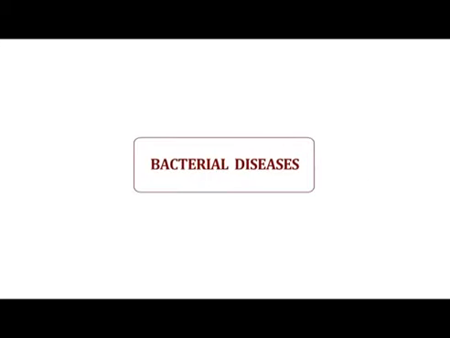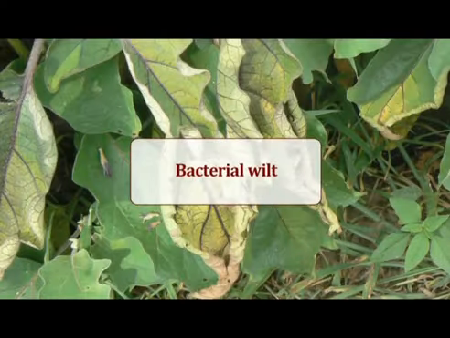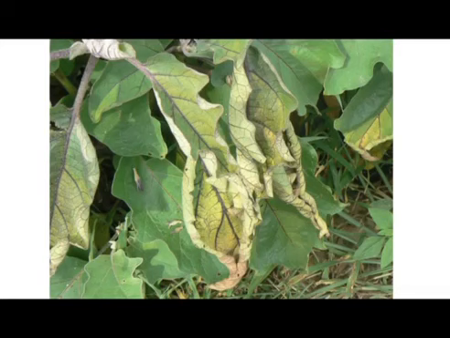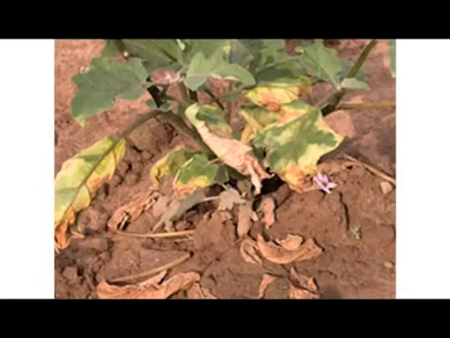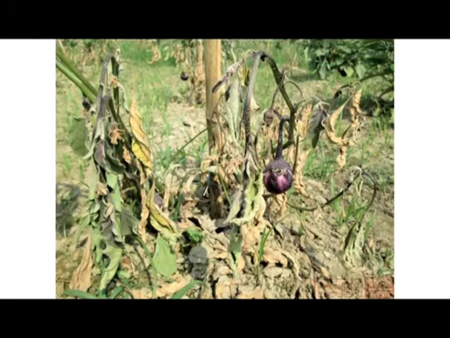So next is the bacterial disease. First one is the bacterial wilt. Bacterial disease mostly show wilting, stunting, yellowing of the foliage, and finally collapse of the entire plant are the characteristic symptoms of the disease. The vascular system becomes brown. Bacterial ooze comes out from the affected parts.